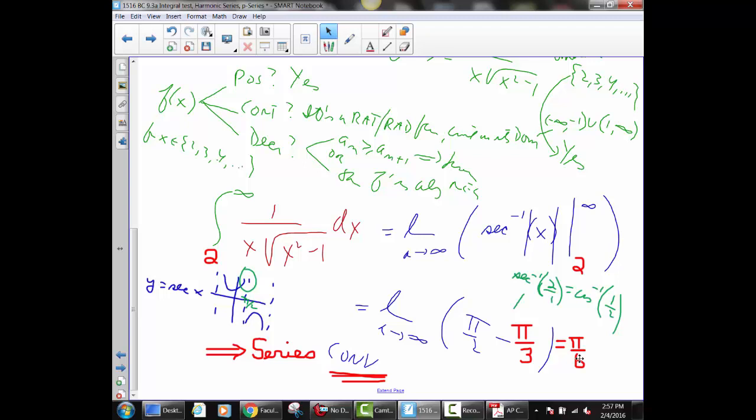So our improper integral does converge, which means our series converges. It does not converge to pi over 6, but it converges.